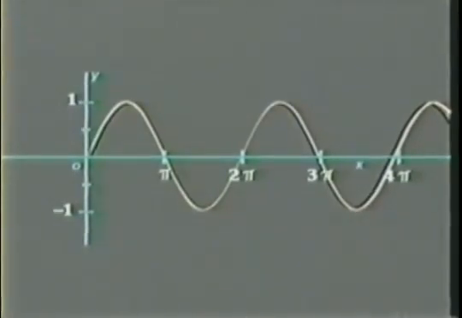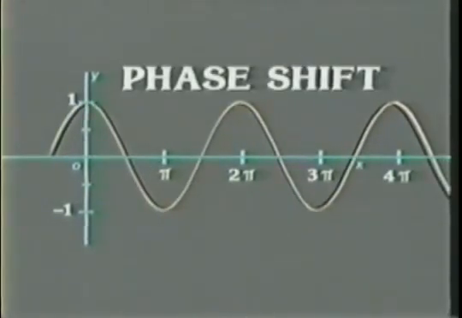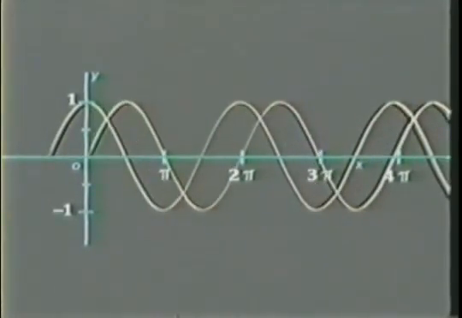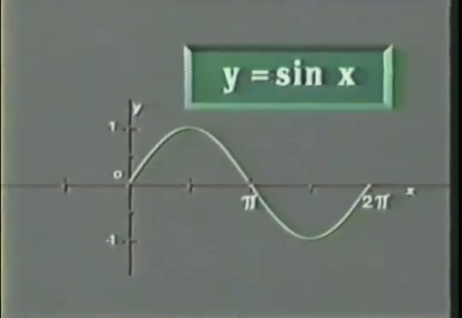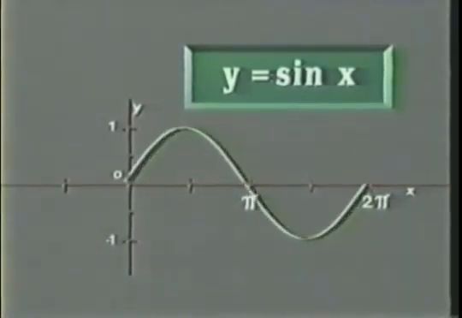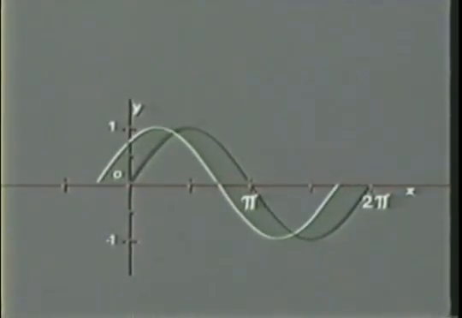Any shift on the x-axis is known as a phase shift. If two waves don't line up exactly, then they are out of phase. In this case, the curves are out of phase by pi over 2 radians. We can measure phase shift by starting with a wave in standard position. Then, shifting it to a new position, we can measure the angular difference on the x-axis.